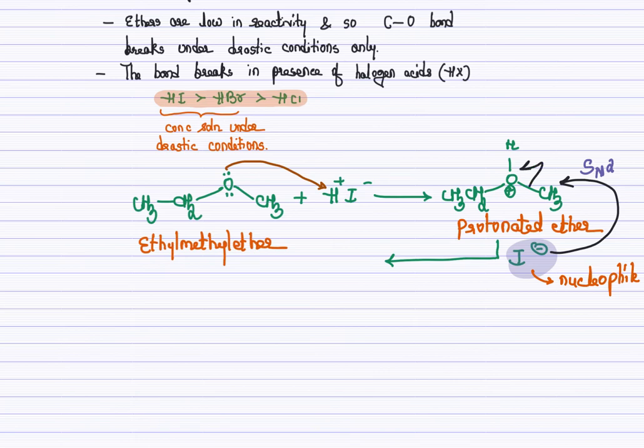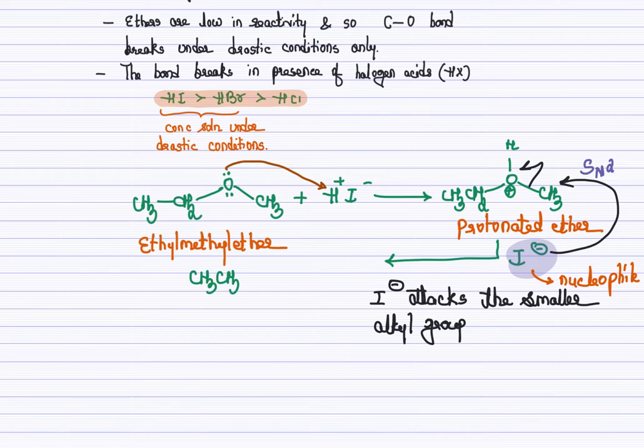So we note I minus attacks the smaller alkyl group, right? And this would result into CH3CH2OH plus CH3I. This is step number 1 that happens.